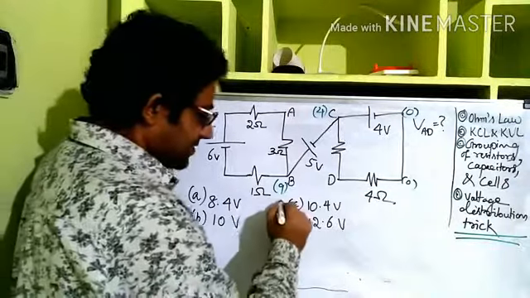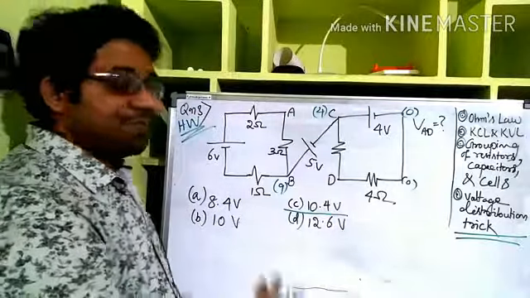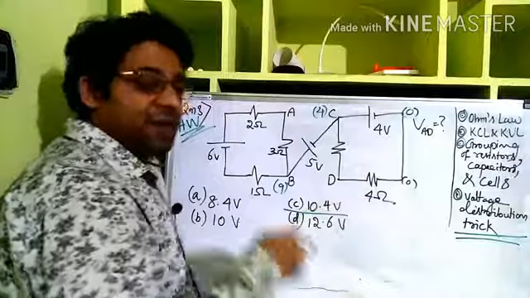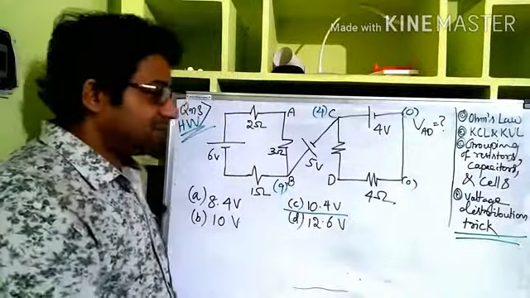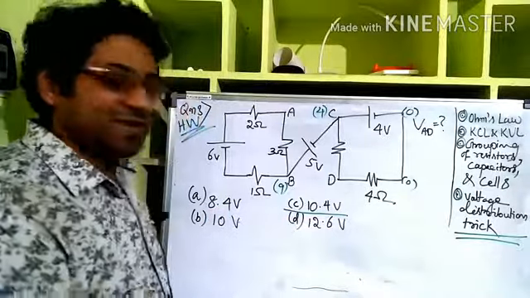And the answer I am saying is 10.4 volt, final answer. Anyway, solve it using both, once using KVL and once using the voltage distribution trick, and judge for yourself which is quicker and smarter. Wish you all the best.